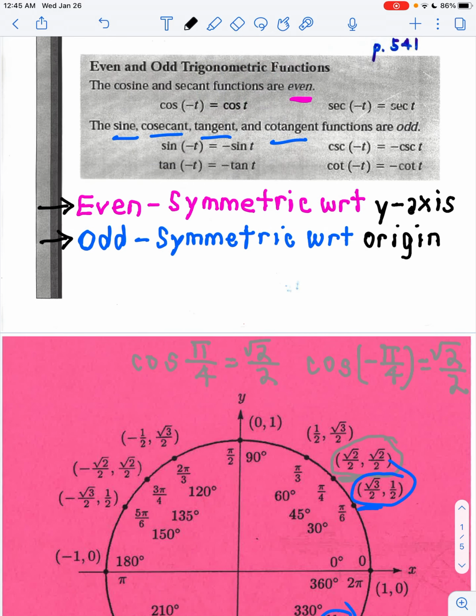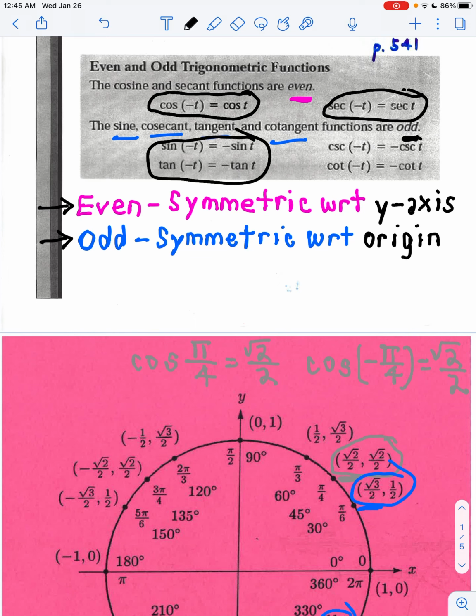So the cosine of the opposite of t is the same as the cosine of t, and the secant of the opposite of t is the same as the secant of t. Not true with odd functions. The sine, cosecant, tangent, and cotangent are odd functions, and so notice when you put in the opposite, you get the opposite of the trigonometric ratio.